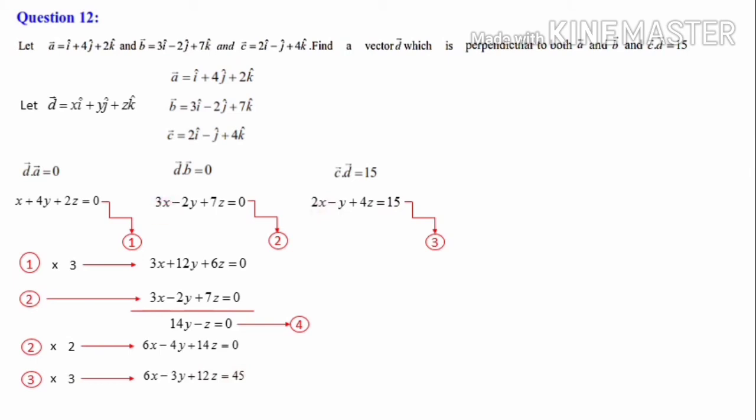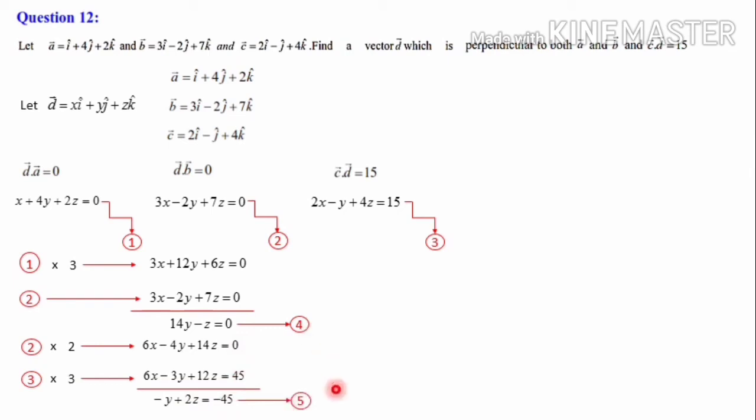Here the coefficient of x is 3, that I multiplied with this one. Here the coefficient of x is 2, that I multiplied with equation number 2. So just subtract it. We will get minus 4 minus minus 3, that is minus 4 plus 3, minus 1y. 14 minus 12 is 2z. 0 minus 45 is minus 45. We take that as equation number 5.